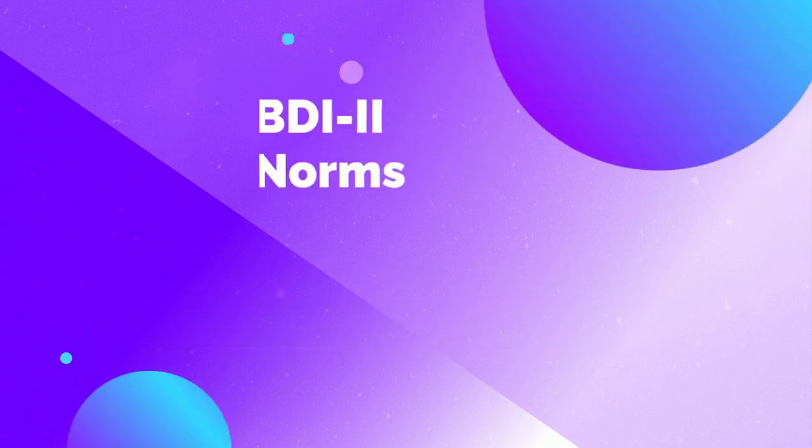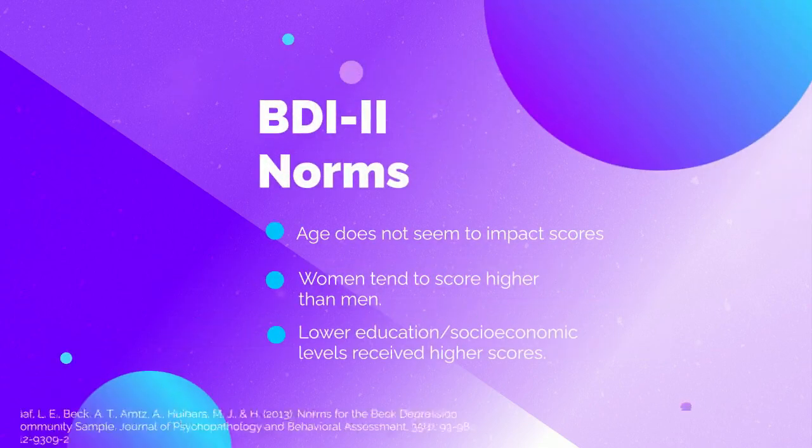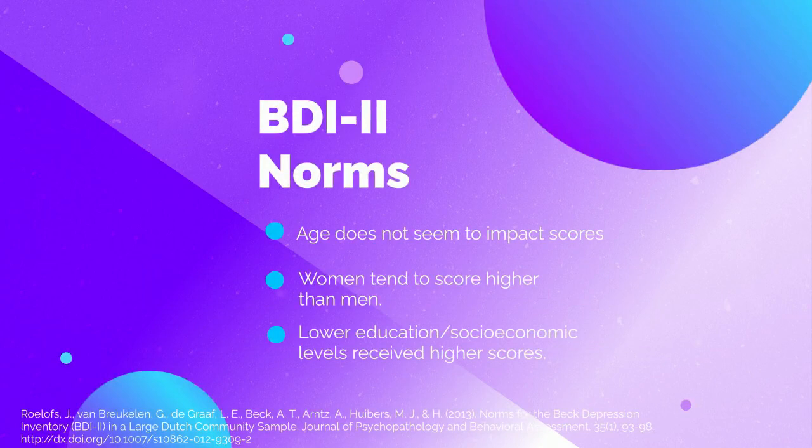In terms of norms for the Beck Depression Inventory 2, the age of the test taker does not seem to impact scores. However, women tend to score higher than men, which could be generally understood that more women experience more marginalization and have higher rates of depression in general. Similarly, lower socioeconomic status individuals tend to have higher scores as well.